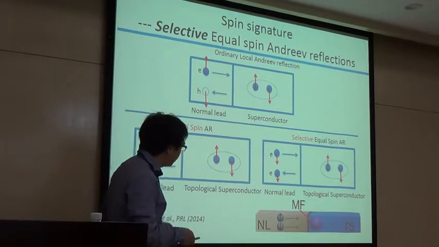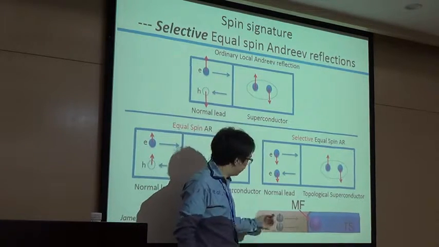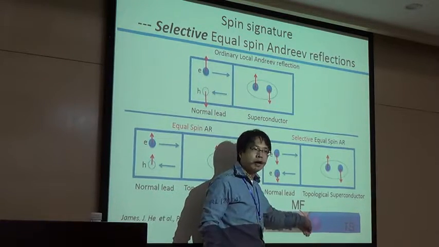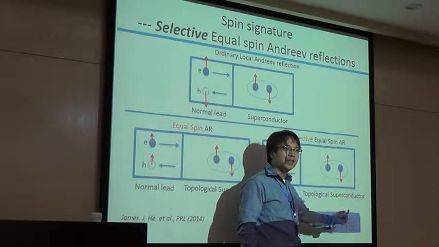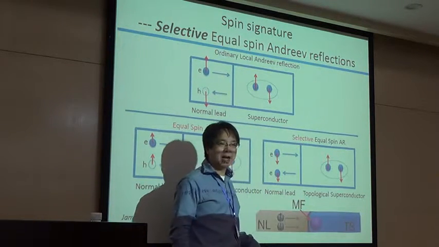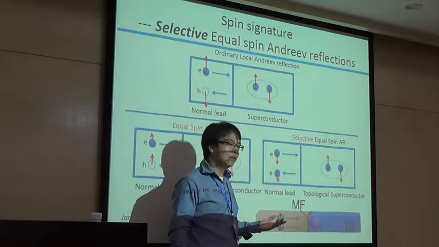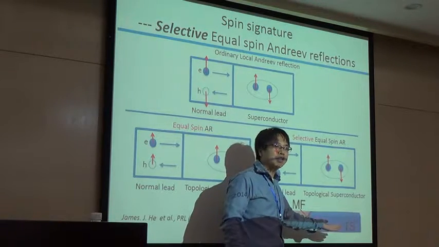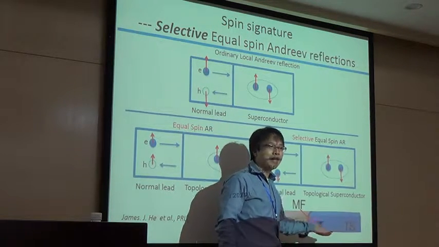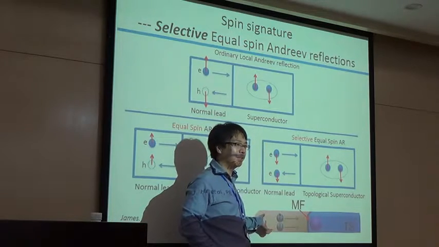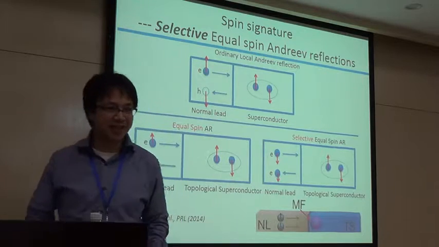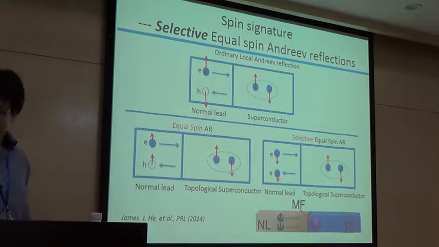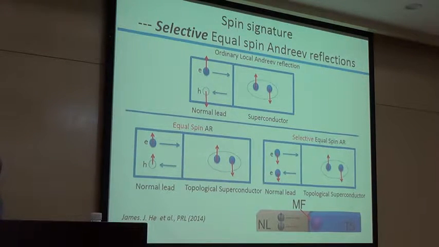It means that I have a normal lead with both spin up and spin down electrons coming in. But only spin up electrons can go through. Spin down electrons will all bounce back. So the current going through is actually spin polarized, even though your lead is not spin polarized. It's a spin filter.